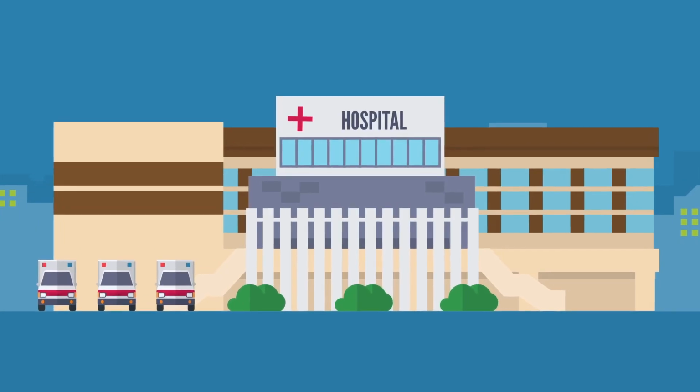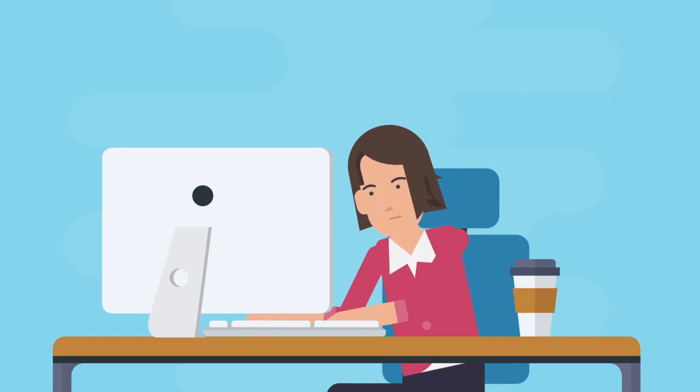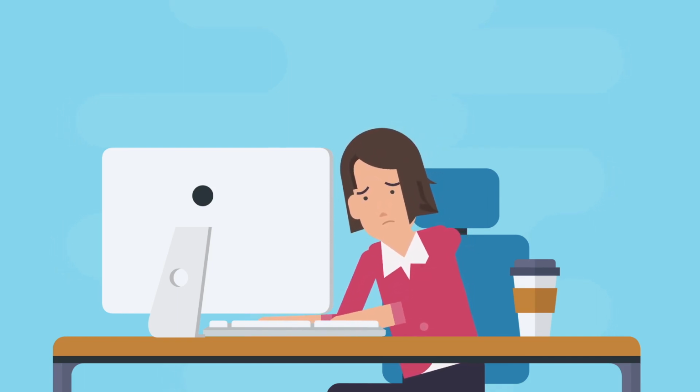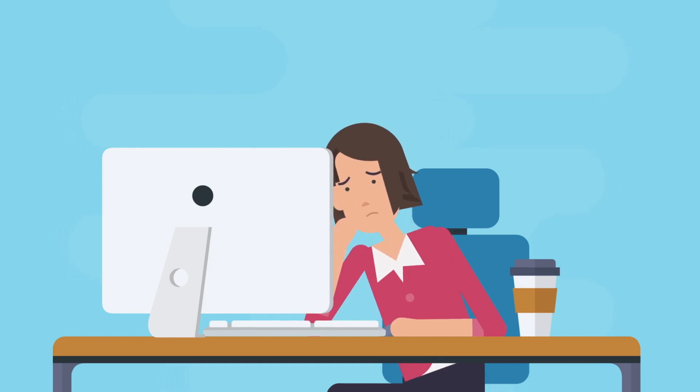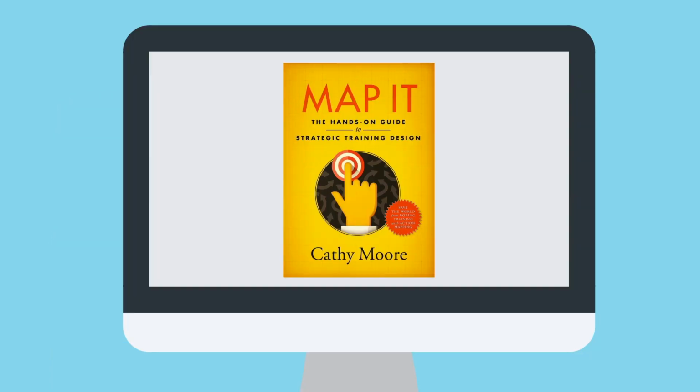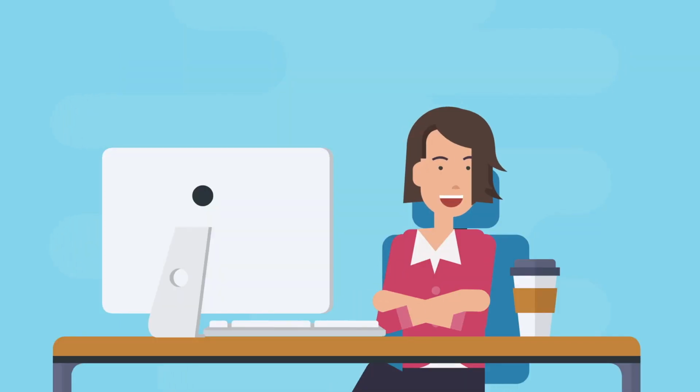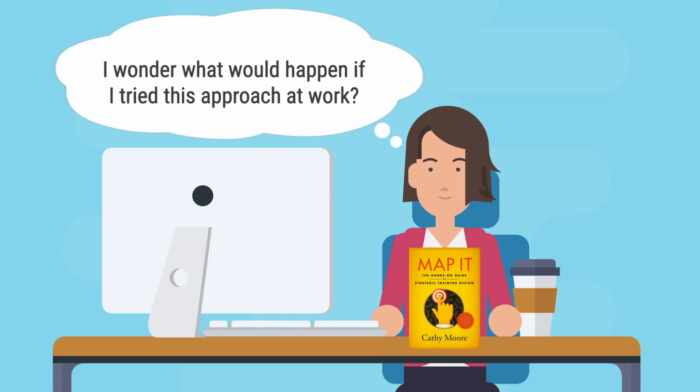Michelle is an instructional designer who works for a large hospital. There are plenty of requests for course development, but she's frustrated by the low levels of audience engagement. As she's searching for better solutions, she comes across action mapping by Cathy Moore, a streamlined approach to business training. Michelle watches a few videos about it and reads Cathy Moore's book, Map It.